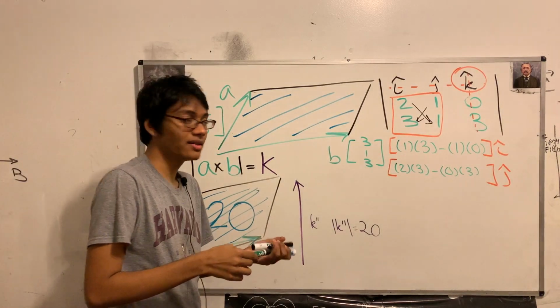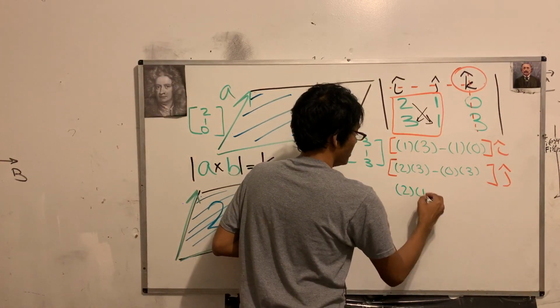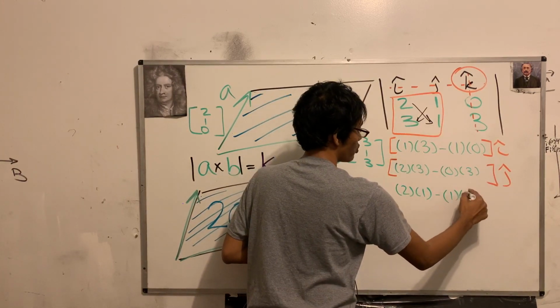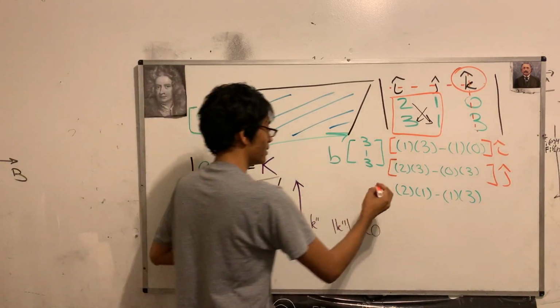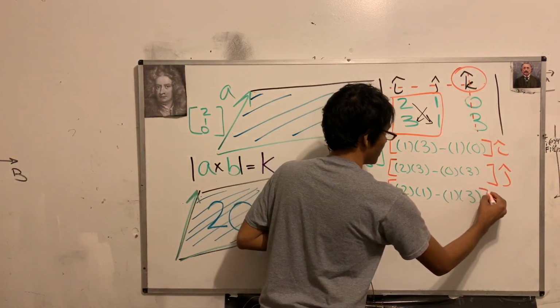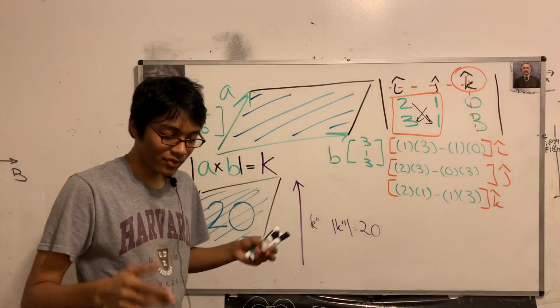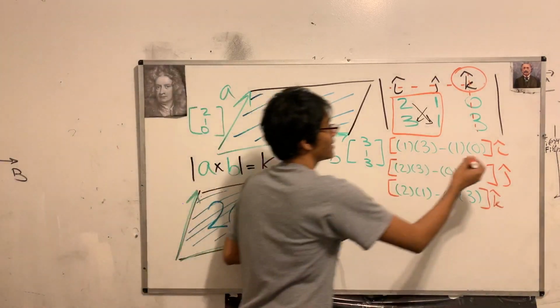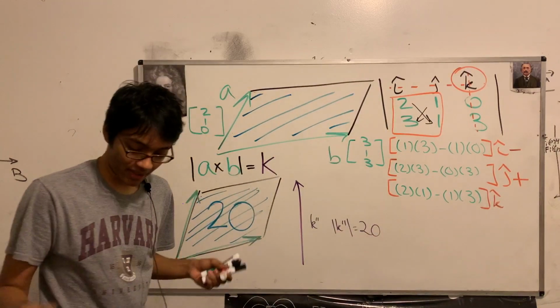And I know it's kind of a crazy formula, but that's how it goes. 2 times 1, that's the product of the first diagonal, minus 1 times 3, product of the second diagonal. And now all we have to do is go ahead and multiply that by k hat. Okay, and now we're almost there. Now all we have to do is put on the signs and simplify.